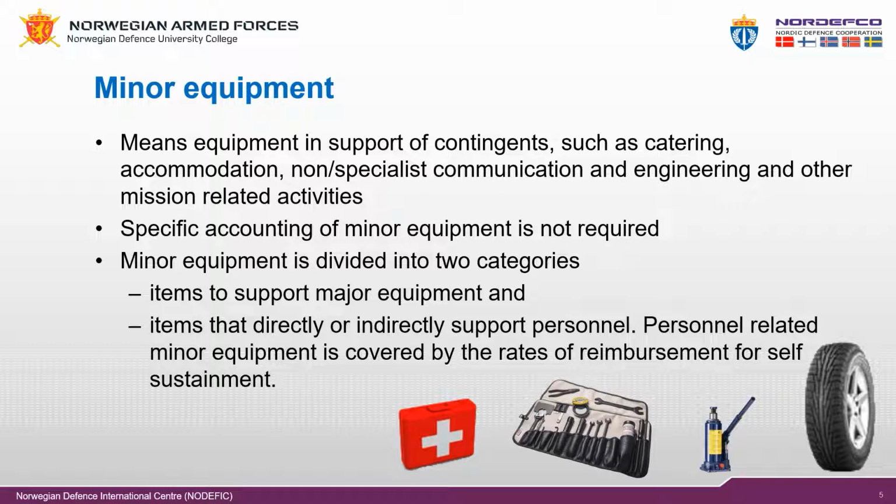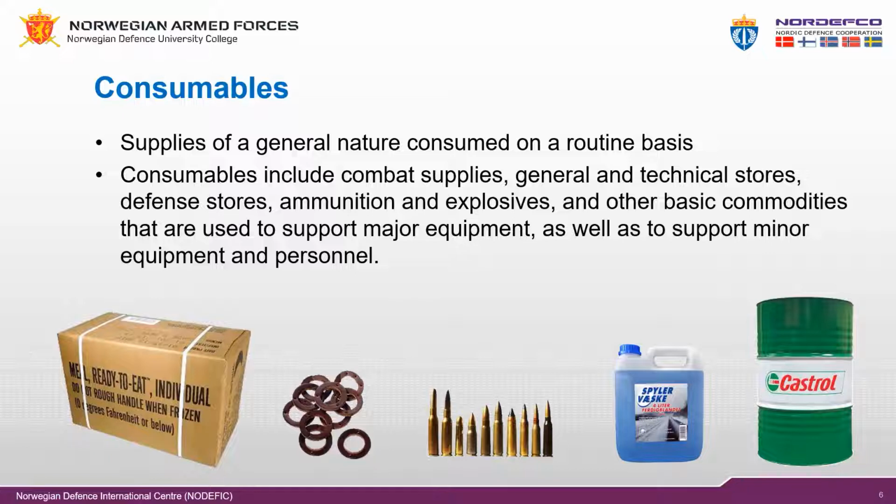Look at the photos on this slide. First aid kit, tools, jack, and spare wheel are all minor equipment to the major equipment car from the previous slide. Consumables: supplies of a general nature consumed on a routine basis. Consumables include combat supplies, general and technical stores, defense stores, ammunition and explosives, and other basic commodities that are used to support major equipment, as well as to support minor equipment and personnel.